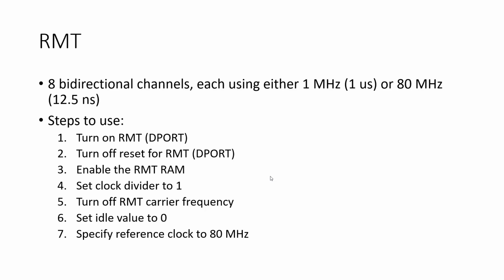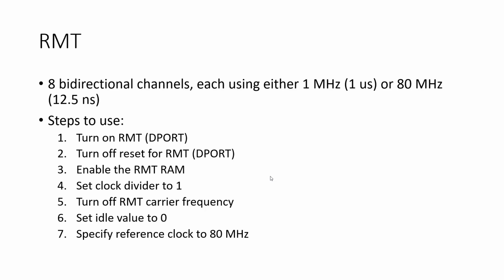Okay, then you have to turn off the RMT carrier frequency. This is what I was talking about. Remote controls actually have a carrier frequency. If you have an old 1990s TV, they have a carrier frequency, but we're going to turn it off, meaning that a 1 is a 1 and a 0 is a 0. If you have the carrier frequency on, a 1 is not a 1. A 1 is this, and a 0 is flat line, right?